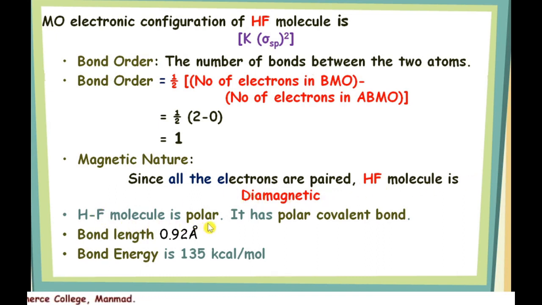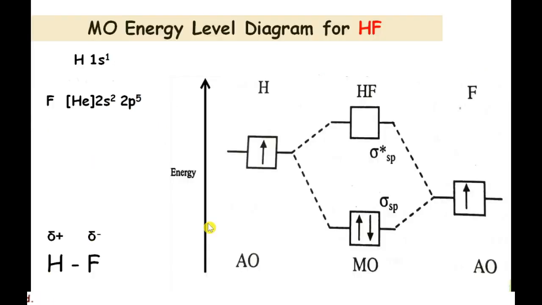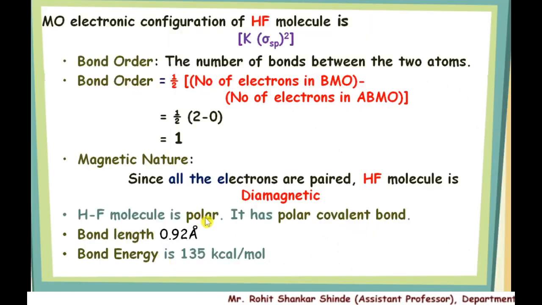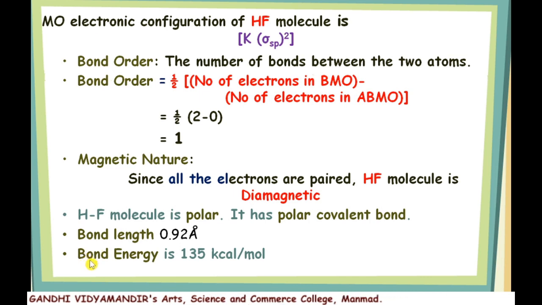HF molecule is a polar molecule. As we have seen, there is formation of partial charges on these two atoms in the HF molecule, and that's why this molecule is a polar molecule, and the covalent bond present is a polar covalent bond. Bond length of HF is 0.92 angstrom unit, and bond energy is 135 kilocalories per mole in case of HF molecule.